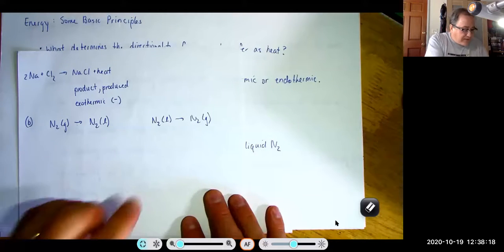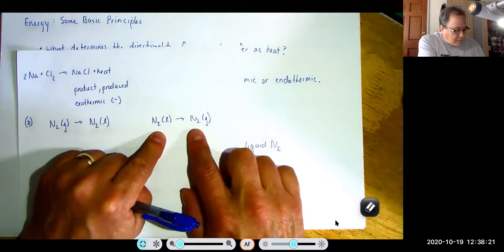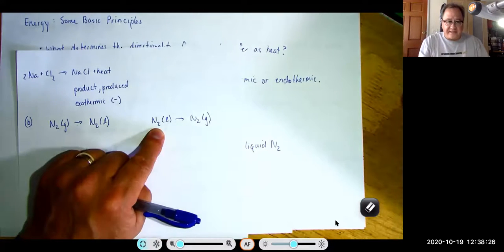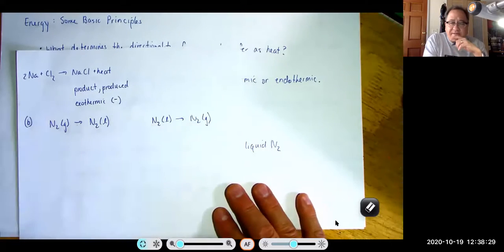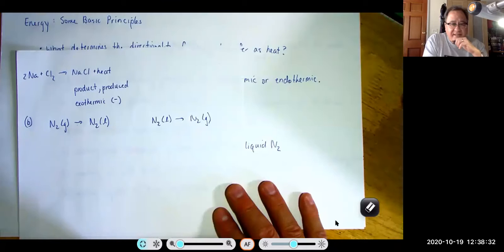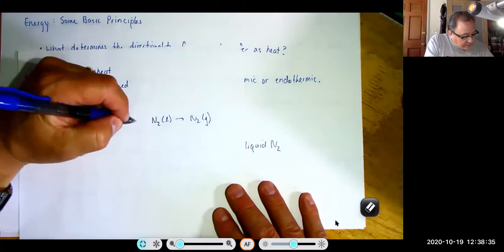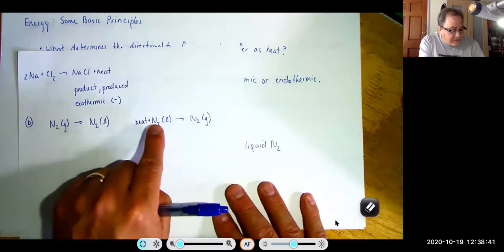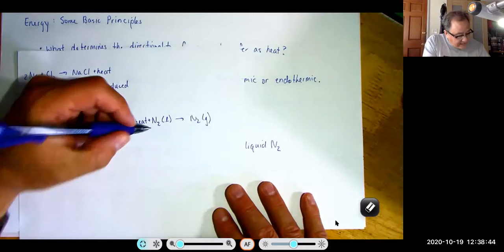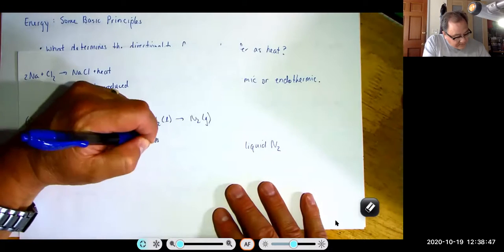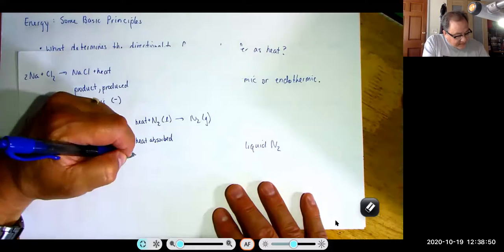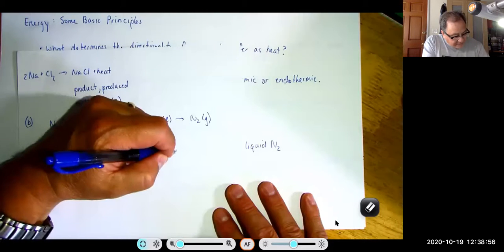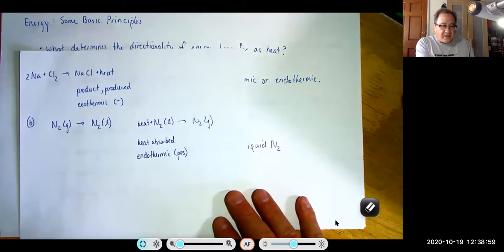Now, I want to think about this in terms of water. If I want to take water and turn it into steam, do I have to add heat or does this release heat? So if you want to boil water, do you have to add heat or release heat? Well, you have to add it. So I'm going to put heat over here because the same thing would happen for nitrogen. To turn a liquid into a gas, you have to add heat. So heat is absorbed, which means this is endothermic and positive. And so that's how you go about doing that, right?